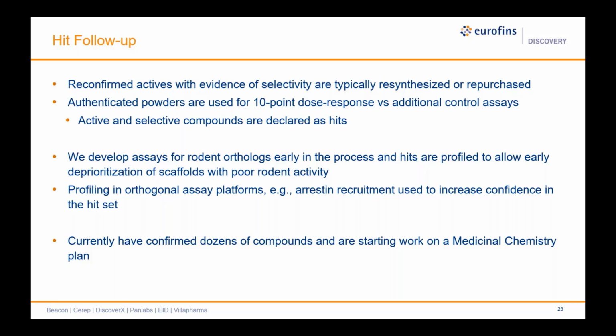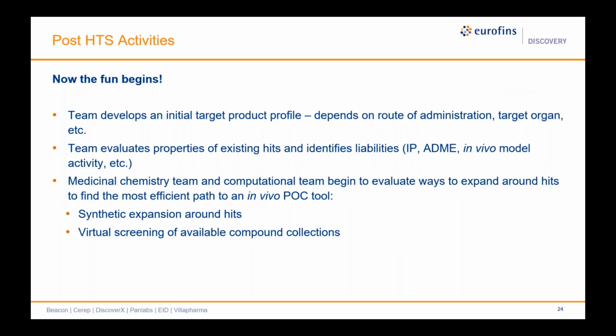We profile each compound in orthogonal assay platforms, for example, arrestin recruitment. And we use this to increase the confidence in our hit set. For GPR174, we currently have dozens of compounds that are confirmed, and we're starting to work on a medicinal chemistry plan. Okay, so what happens now that you have hits? And this is where the real fun begins.